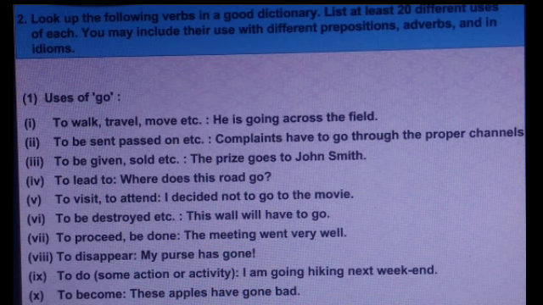There are 10 examples in front of you. Do write these examples in your homework notebook. Make sure you copy all the sentences given to you in your homework notebook.